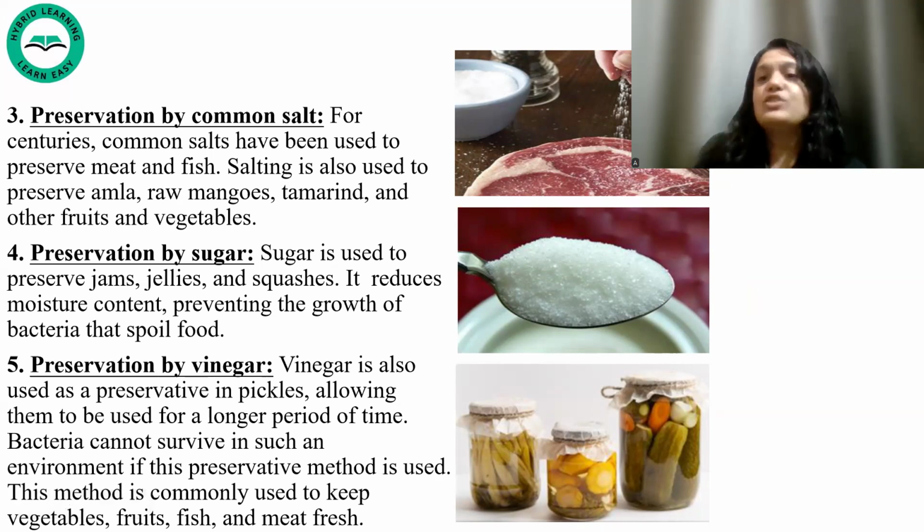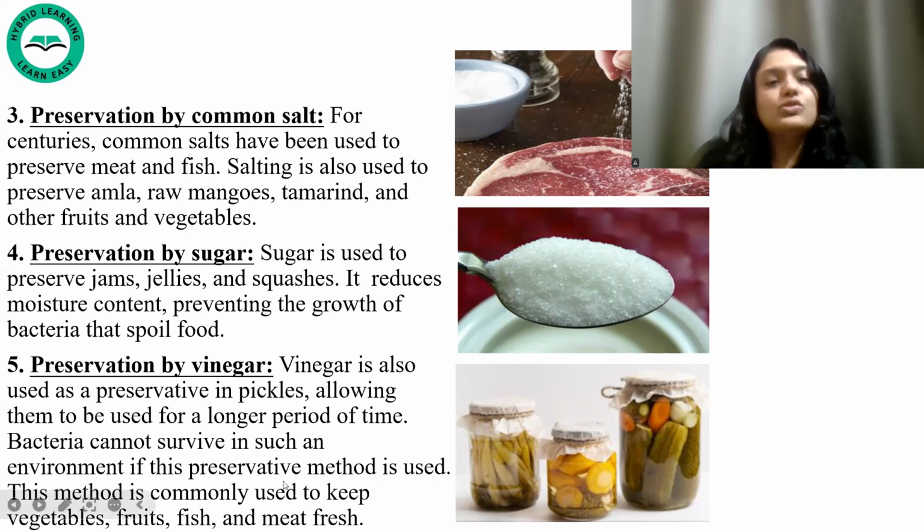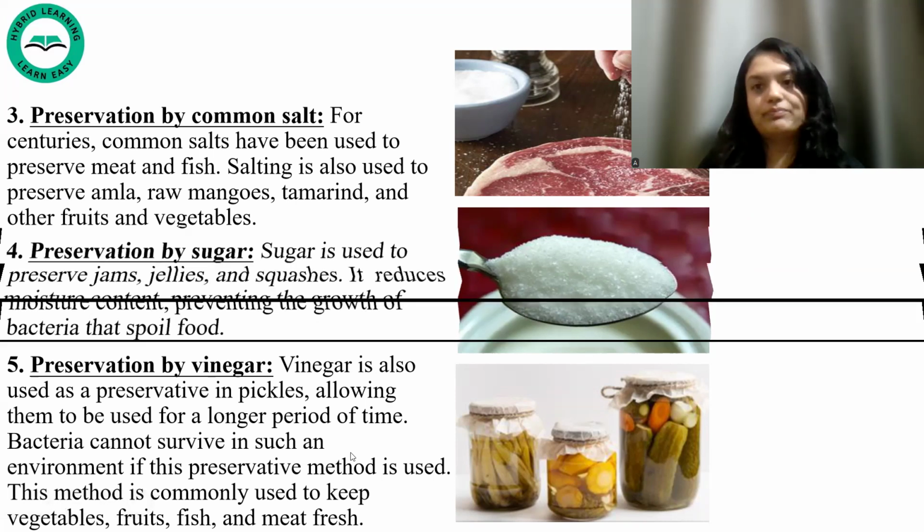Next, preservation by vinegar. Vinegar is something which is very common and it is also found in our households. Vinegar is one of the most common ingredients used in pickles because it also helps to stop the growth of bacteria. Bacteria cannot survive in such an environment. It is most commonly used to preserve vegetables, fruits, fish, meat, etc.